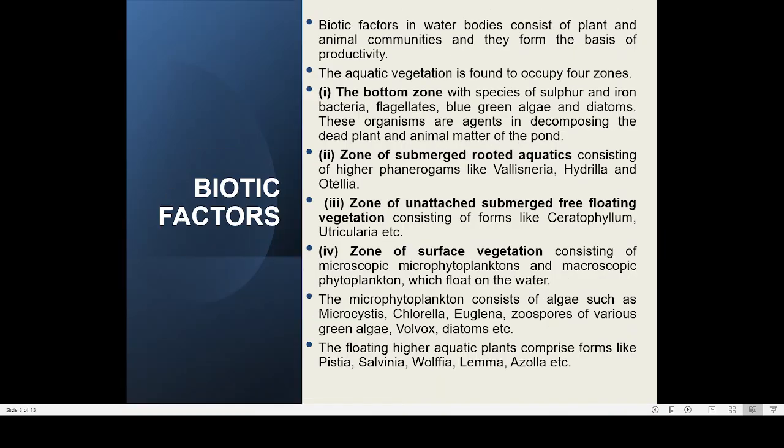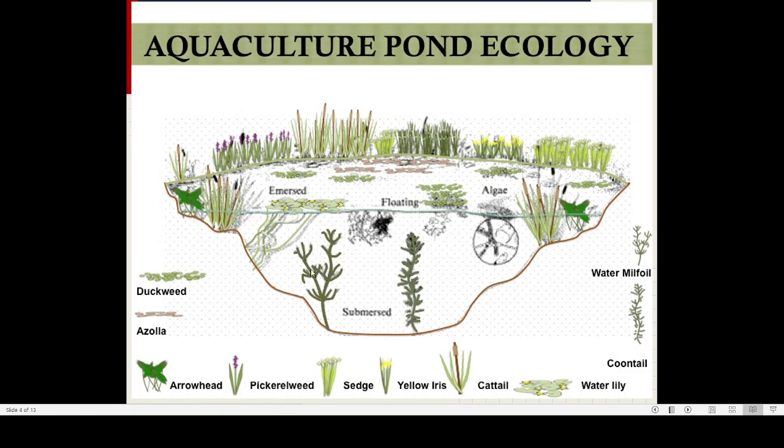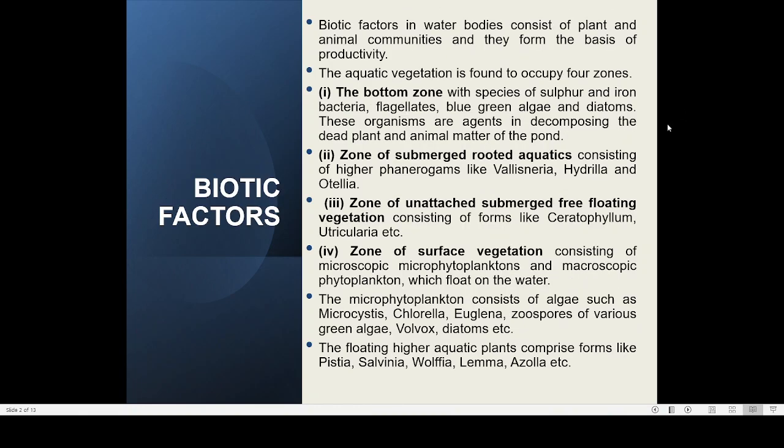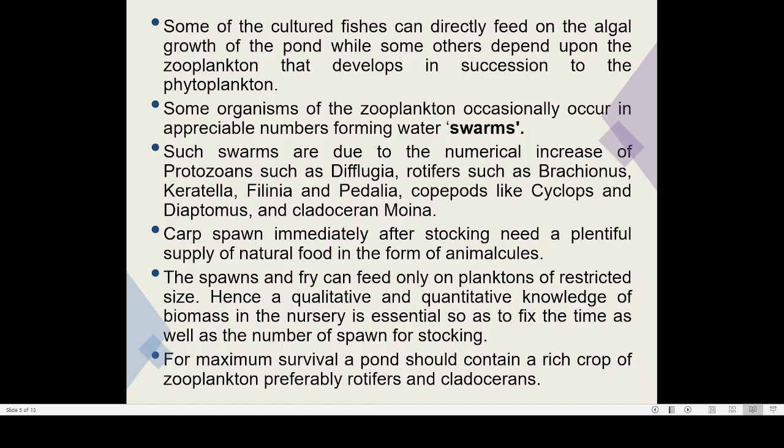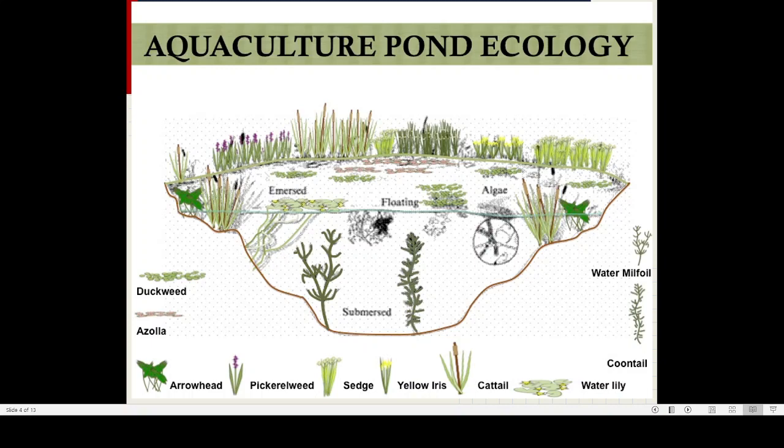The first zone is known by the name bottom zone. Bottom zone is the lowermost zone. Now in case of bottom zone we can see that mainly species of sulfur bacteria, iron bacteria, blue-green algae, some flagellates and also some diatoms, also a type of algae. These are the main type of organism that we can find at the floor of the pond. So that layer is known by the name bottom zone.